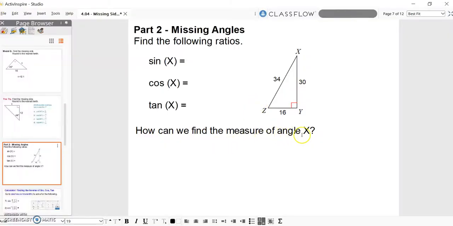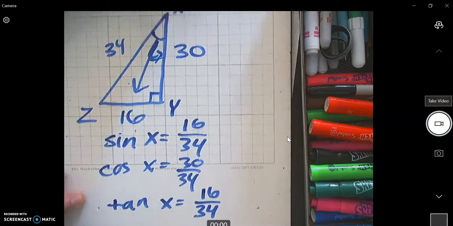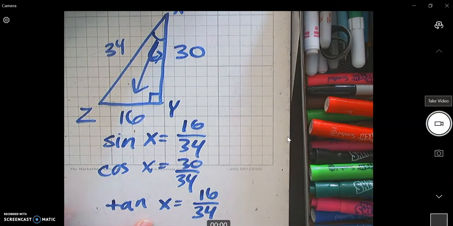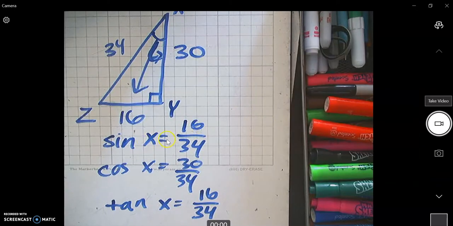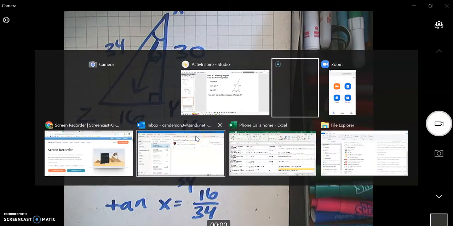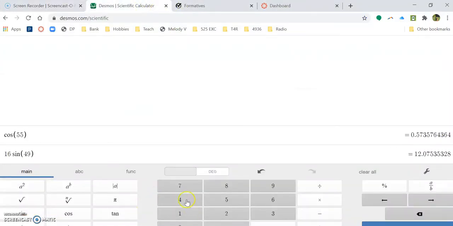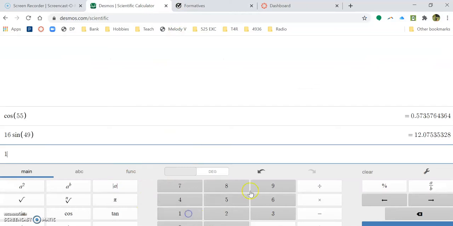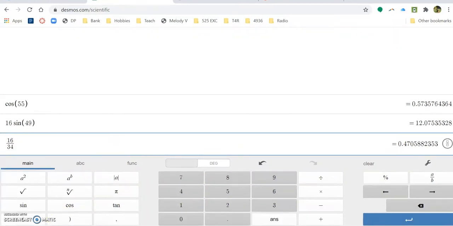How can we find the measure of angle x? Well, we can take any of these three and find x. The way you do that is, let's just do sine. So we're going to do sine x is equal to 16 over 34. So go to our calculator. You're going to type in 16 divided by 34. And then there is an inverse option.